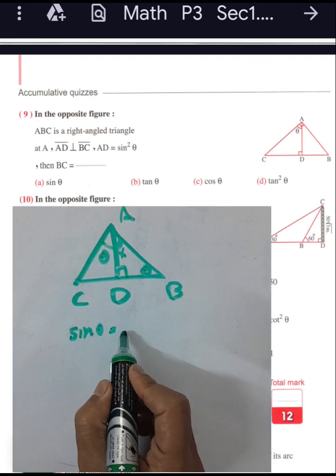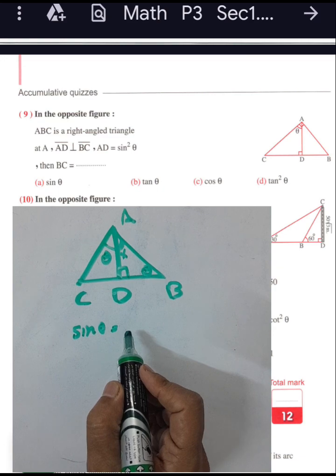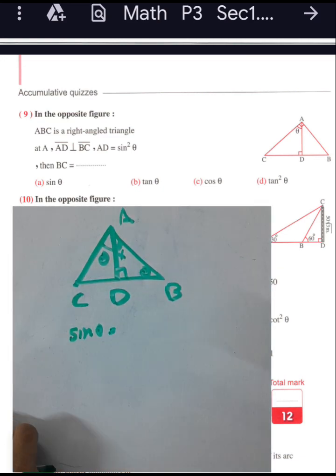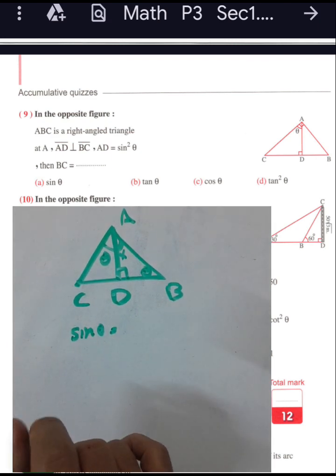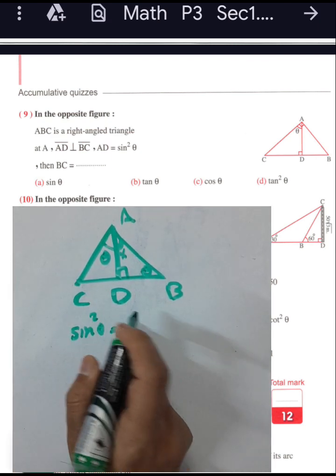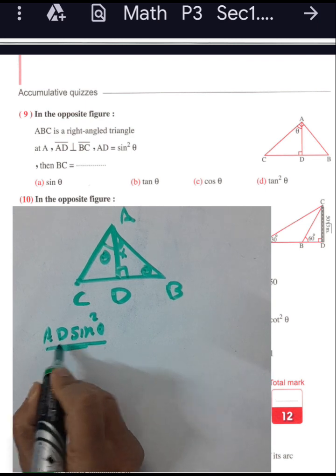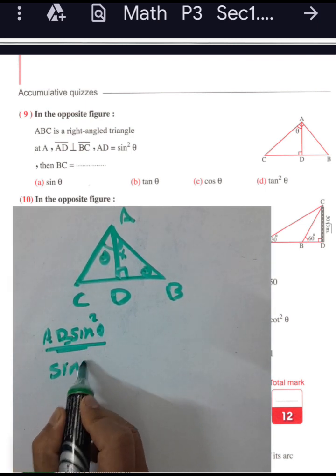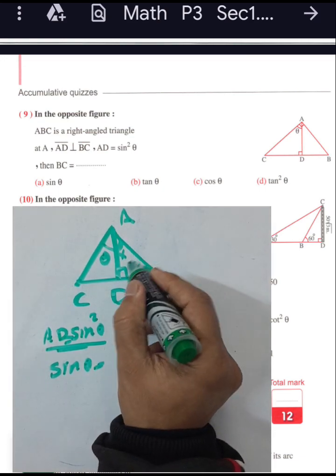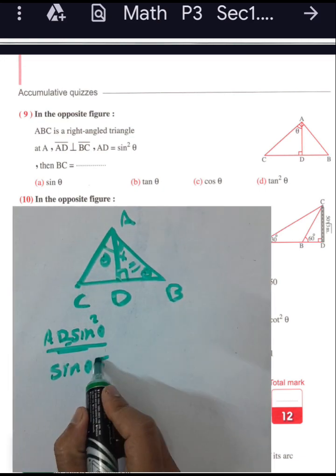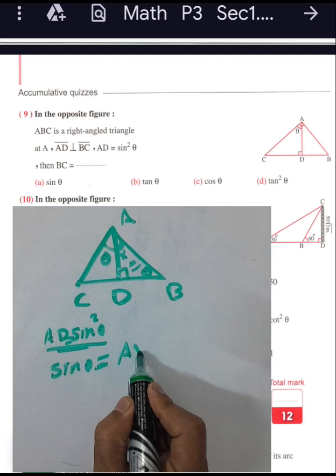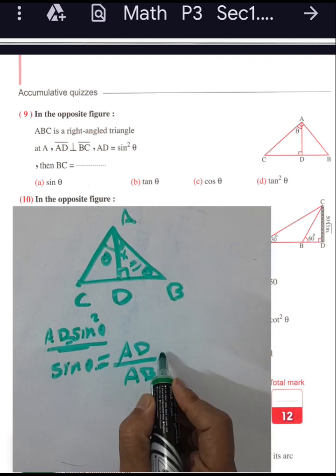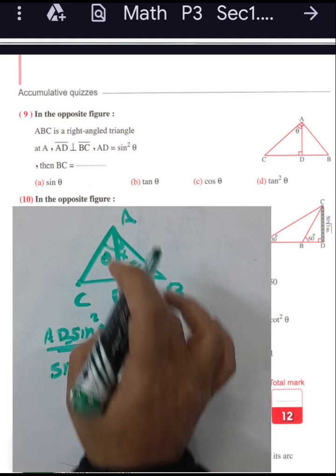We know sine theta equals opposite over hypotenuse. He gave us in the example ED equals sine squared theta. And we know sine theta from this smallest triangle: sine theta equals opposite ED over hypotenuse EP. And we can put ED equal sine squared theta.